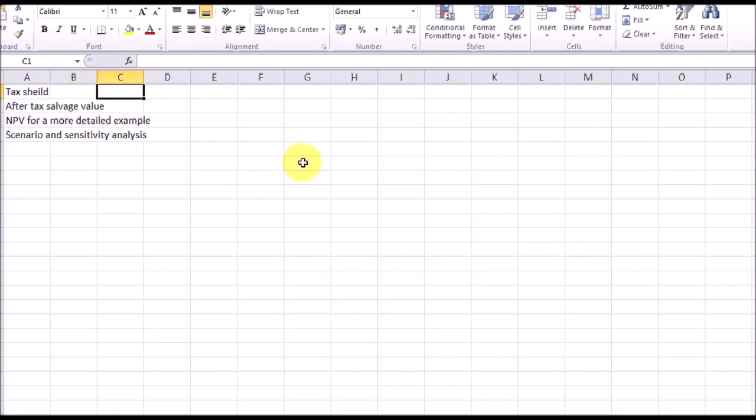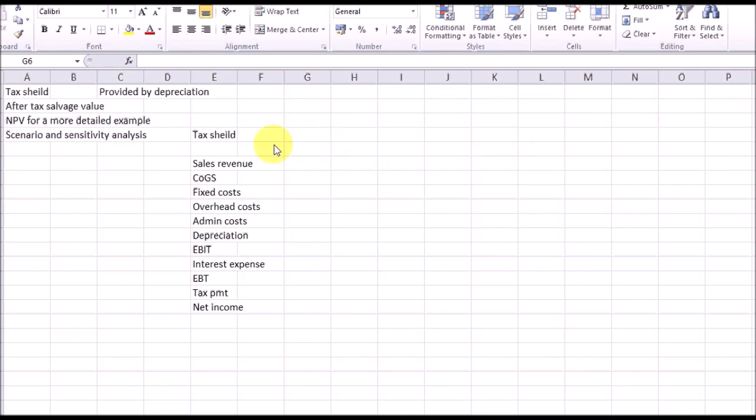So tax shield is provided by depreciation because it's not a real out-of-pocket cost. Your company doesn't pay depreciation in cash. It's sort of an imaginary cost, and with this imaginary cost, our earnings before tax is reduced, which means we have to pay less tax. That's how depreciation provides a tax shield. Let's have a look at how tax shield works using this simple example.